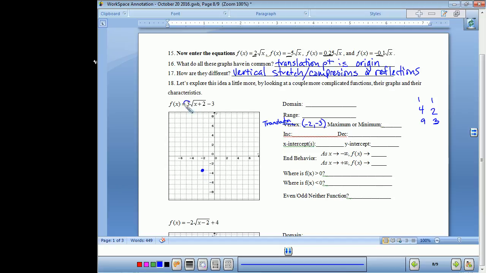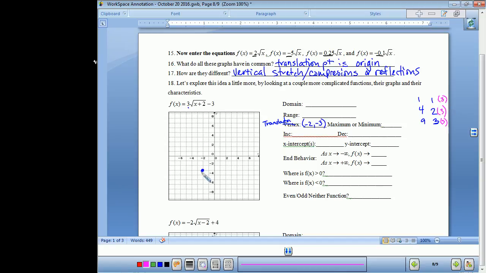But this one has a 3. What does that 3 do to these moves? It multiplies the y's by 3. It is a vertical stretch by a factor of 3. Everybody that answered was right. Vertical stretch. So that affects the y's. Yes, vertical is your y's.